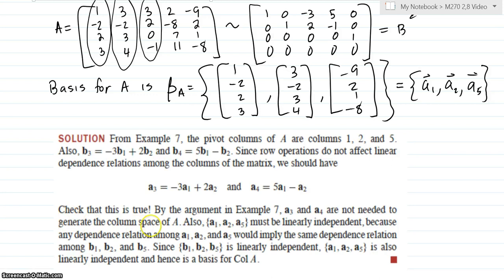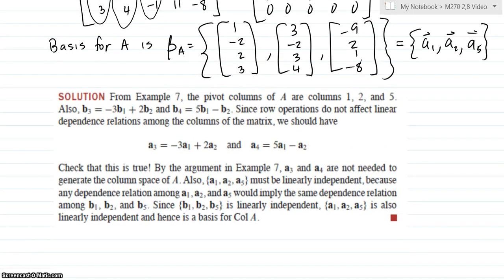That's what they say. So by the same argument, you do not need those. Also, A1 and A2 and A5 must be linearly independent, but you have to use the A1, A2, and A5, not the B1, B2, and B5.